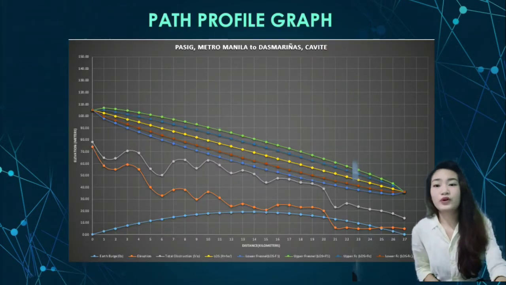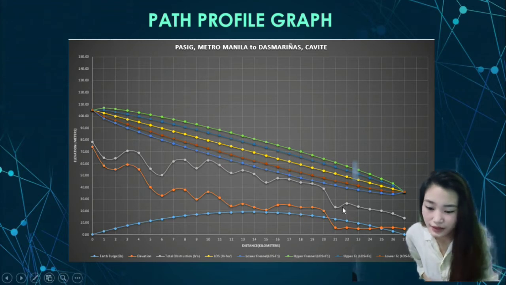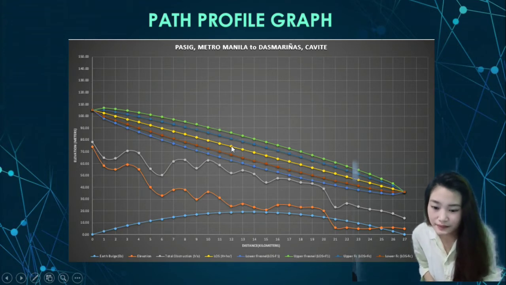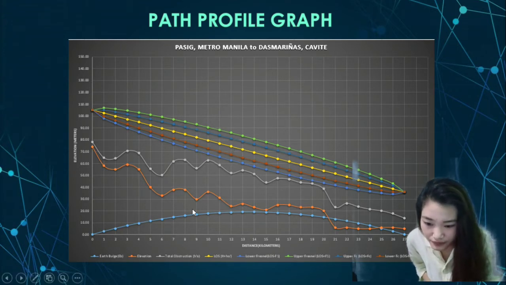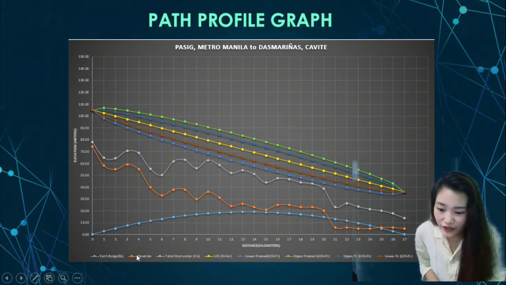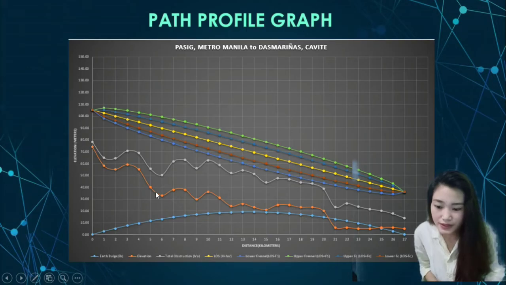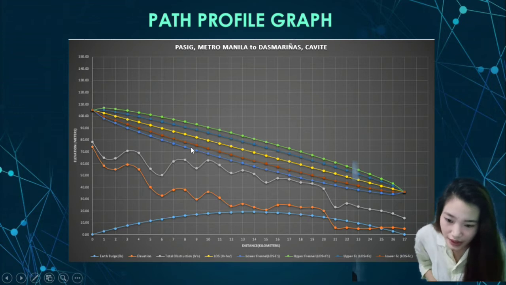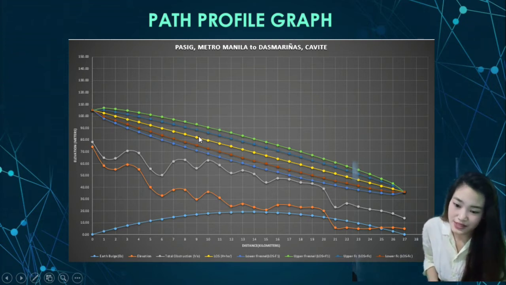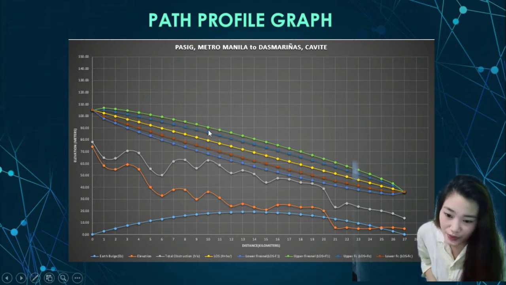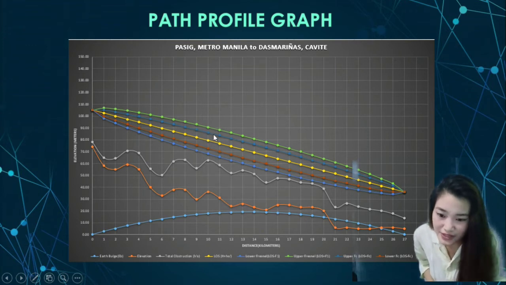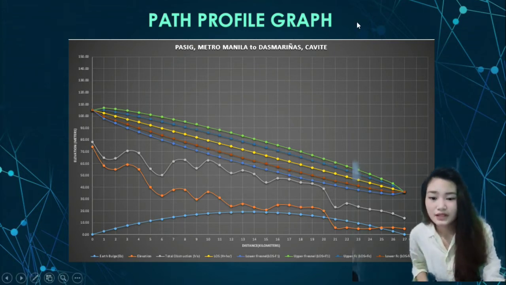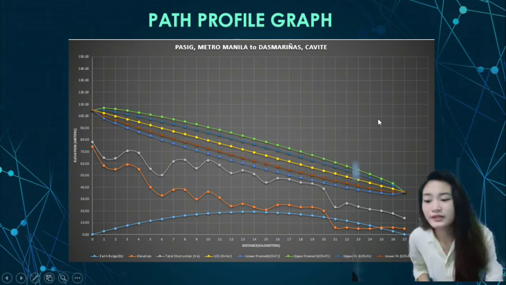This is my path profile graph. As you can see, this one is the LOS. This is the earth bulge. This is the elevation. This is the total obstruction. Then this is the LOS, lower frequency, upper frequency, upper FC, and the lower FC. You can take a look, take a picture or anything.